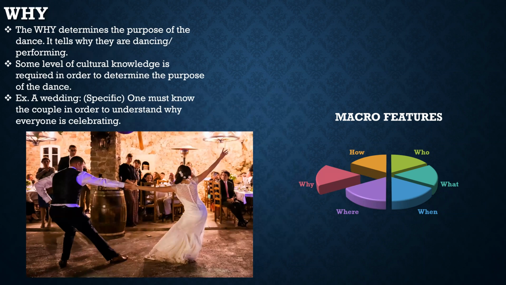The why determines the purpose of the dance. It tells why they are dancing or performing. Some level of cultural understanding is required in order to determine the purpose of the dance, or the why. For example, in an American wedding, it is common tradition that the first dance be shared between the husband and the wife. For an individual attending, he must understand the American tradition, and in order to understand the celebration, he must know the groom and bride personally, or maybe an extended friend or family.